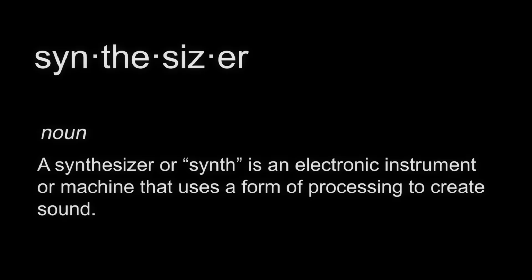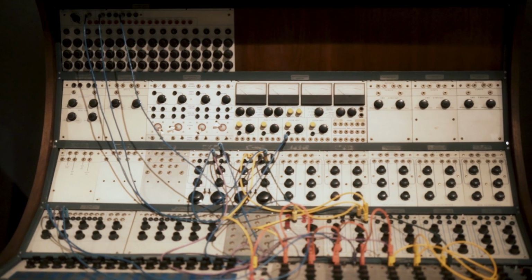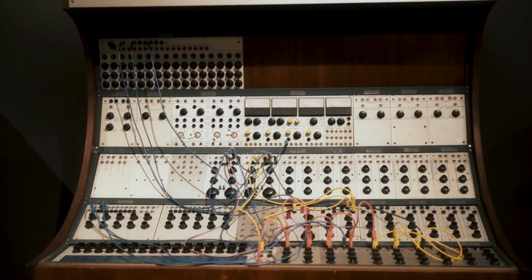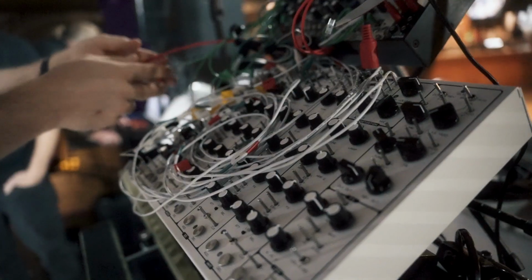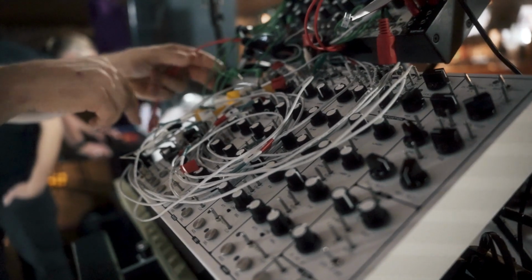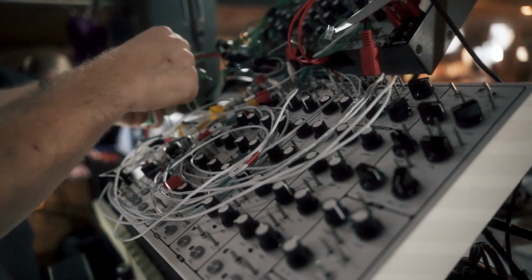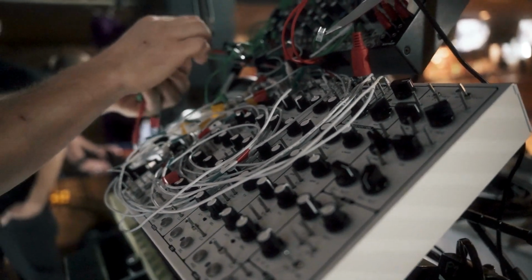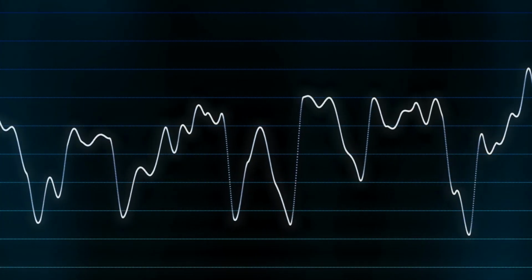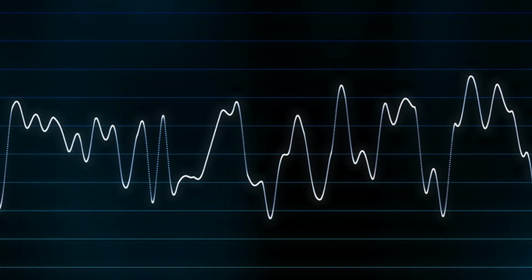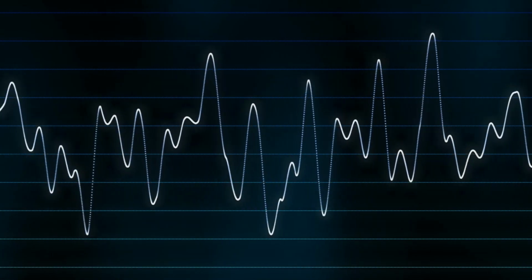A synthesizer, or synth, is an electronic instrument or machine that uses a form of processing to create sound. The sounds can range from a classical piano to a deep bass line that sounds completely alien. This range of sound happens from manipulating different signals. As you might remember from the Magic School Bus, sound is produced in waves. To keep this explanation simple, I won't discuss the science behind sound waves, but just talk about the waves themselves.